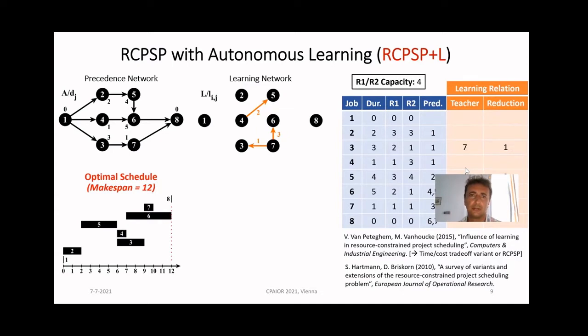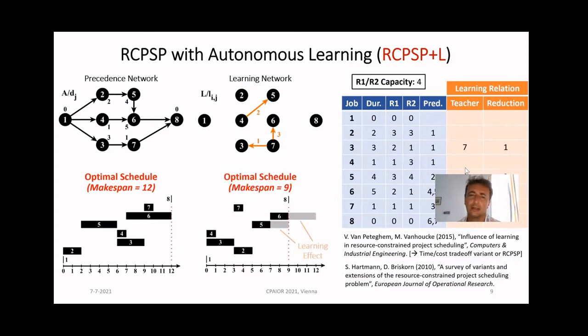An example here is job 5 and 4. So if 5 is scheduled after 4, then 5 can be reduced in duration by 2 units. 5 originally is 4 units long, but then could be reduced to 2 units. And if we consider this flexibility, then an optimal schedule is basically yielding us a project that is only 9 time periods long. So a benefit in overall project duration of 3 time periods.